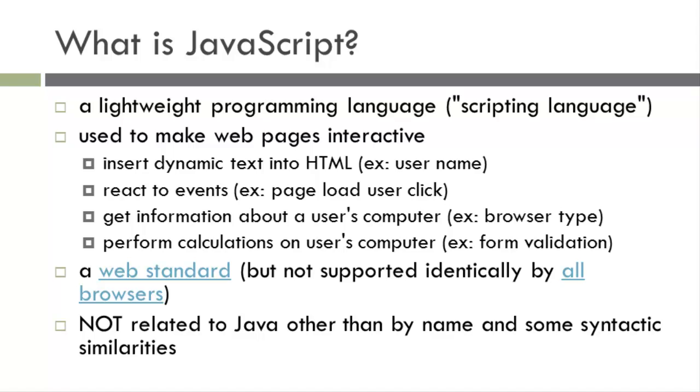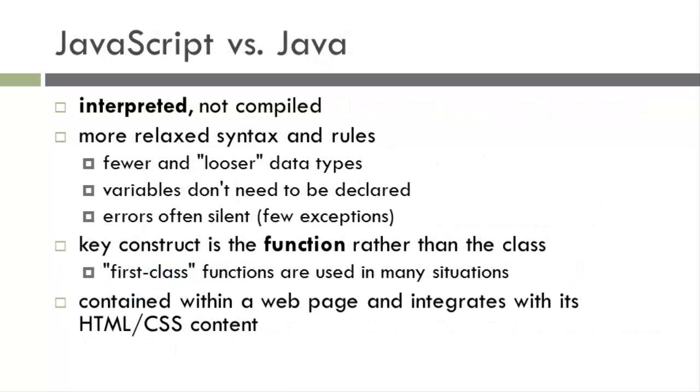JavaScript has become the de facto web standard for scripting language, but unfortunately it's not supported the same way by all browsers. They interpret things a little differently, or the properties in the language are handled differently or may not even exist. As for the name, JavaScript is not related to Java other than the name, but it does share some of the same syntax, as is common among popular object-oriented languages.